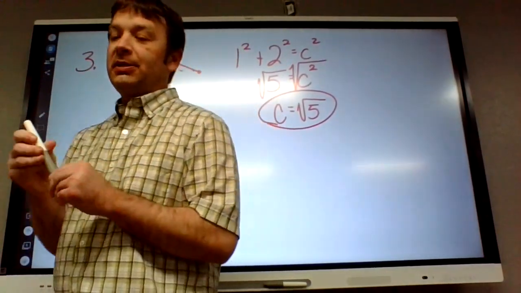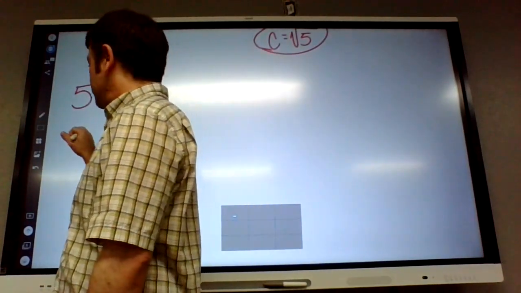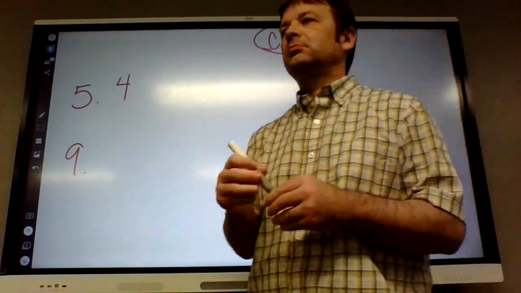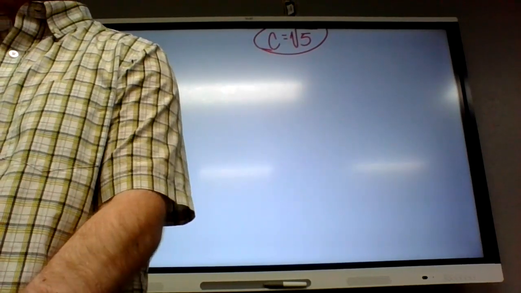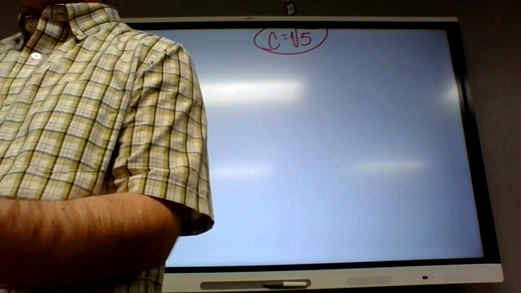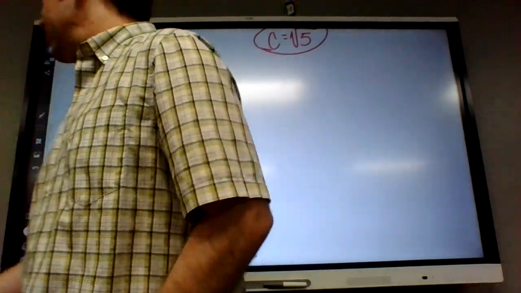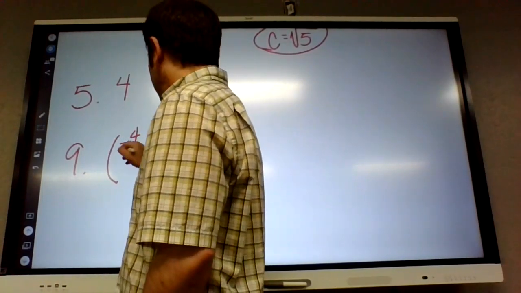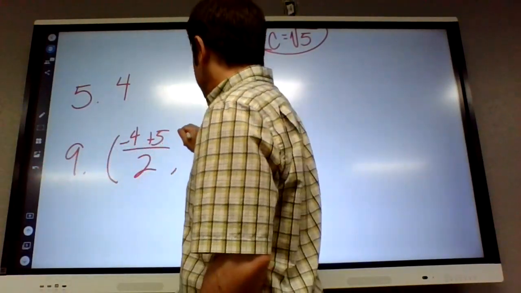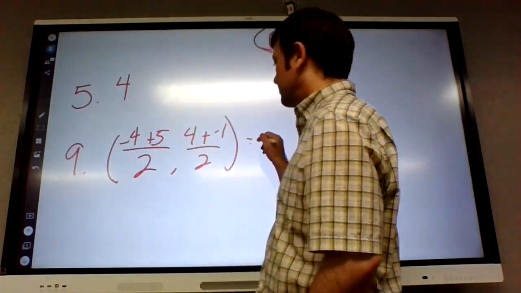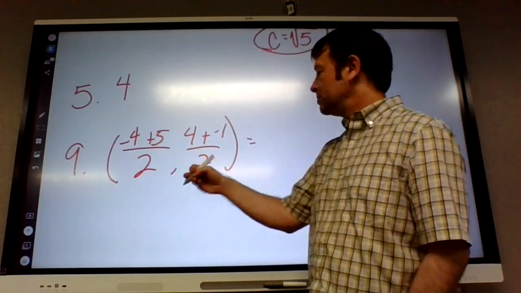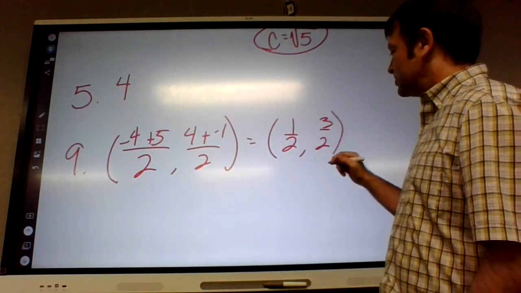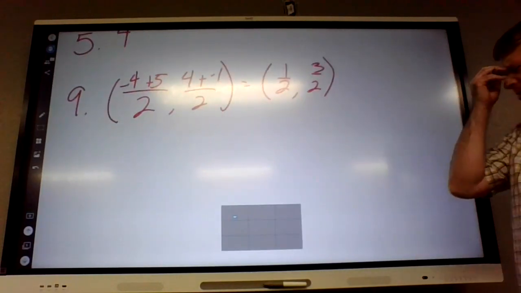Okay, number 9 is the midpoint on the back. It starts counting over again on the next page. So for the midpoints, you add the x values, -4 plus 5 over 2, and then you do the y values over 2. -4 plus 5 is 1 over 2, and 4 plus -1 is 3 over 2, which does not reduce.